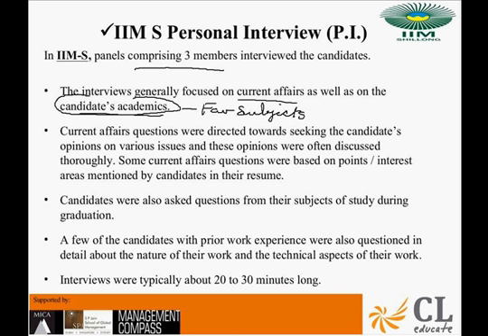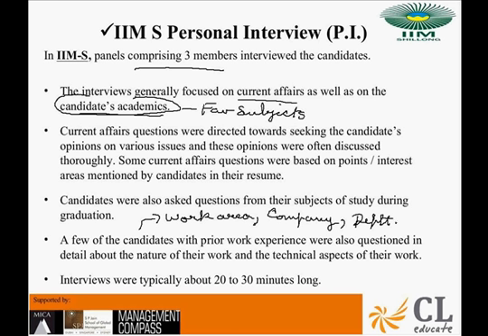Prior work experience, or if you're working right now, be prepared with knowledge about your company, right? You should be aware of your work area. You should have knowledge about your company affairs, so that is very, very important. Your department, right? All these things are very important.